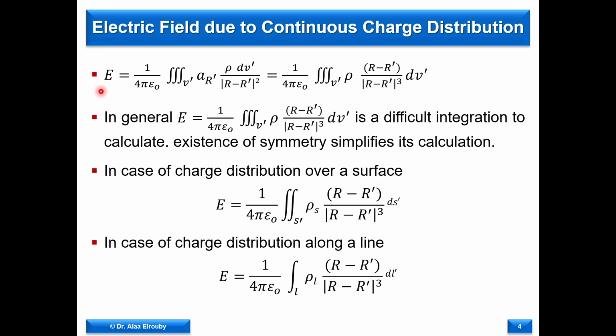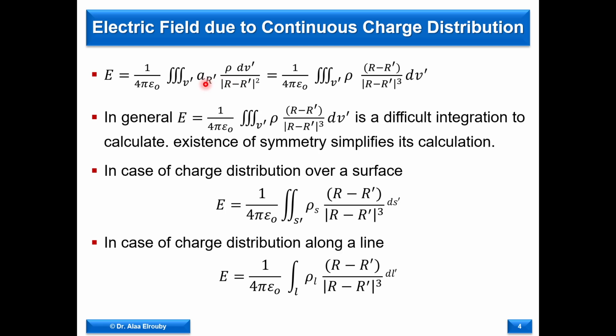So here the electric field, because of a continuous or volumetric charge distribution, has this expression. We can also express it this way: instead of having a_R prime, we can substitute it by the vector R minus R prime, which is the vector from the source point to the observation point, and we divide it by its amplitude. So this is the meaning of the unit vector. So this form or that form are equivalent. Whatever is easier, we're going to use.